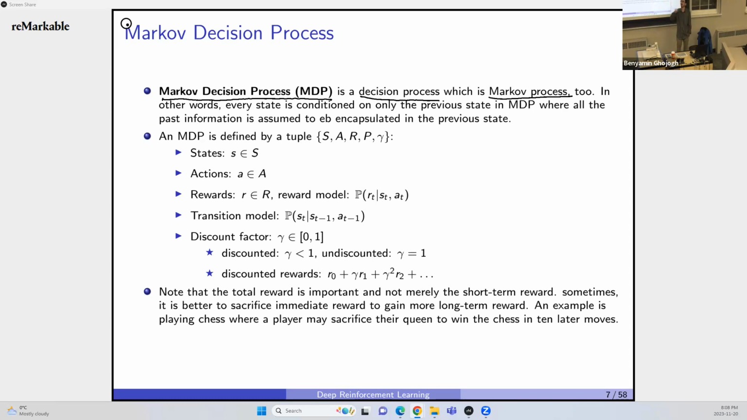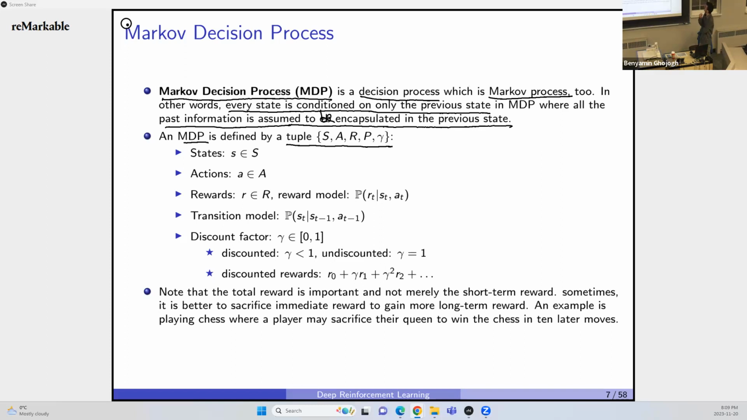So you have the Markovian property, right? In other words, every state is conditioned on only the previous state. First order Markov property, where all past information is assumed to be embedded in or encapsulated in the previous state. An MDP, or Markov decision process, is defined by a tuple, this.